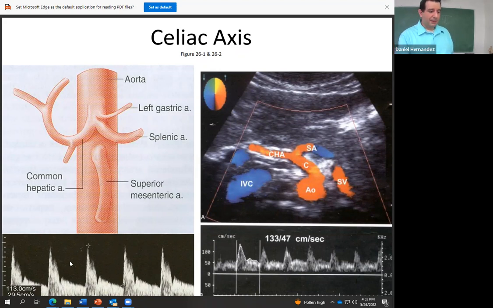And you can see the Doppler characteristics of this waveform. We can see quite a bit of diastolic flow, so we know that this is a nice low resistant waveform. Continuous forward flow, monophasic.